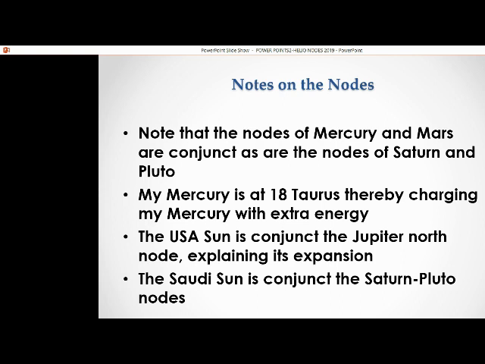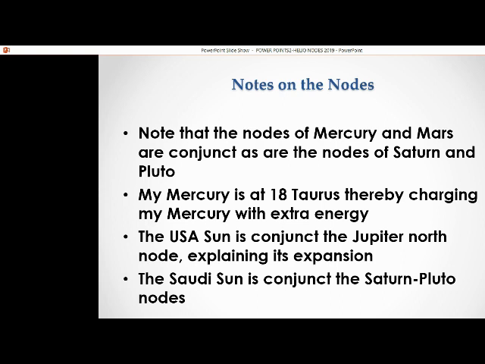So my Mercury is at 18 Taurus. It looks like a boring old Mercury in Taurus, and I guess we don't talk a lot and are not too sharp or whatever, but that Mercury, my Mercury, is conjunct the nodes of Mercury and Mars. And I talked fast for New York, so when I got to the Middle East, the Arabs were always asking me to slow down. Now, the USA Sun is conjunct the Jupiter north node, explaining its expansion, imperialism, its wealth. And the Saudi Sun is conjunct the Saturn-Pluto nodes, explaining why Saudi Arabia is a restrictive Saturn-Pluto type of entity.